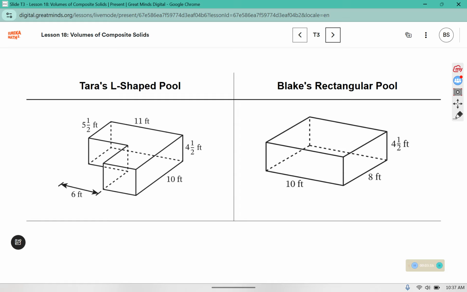They are talking about volumes of the pools because when we're thinking about the amount of water that fills a pool, going inside of a 3D object is volume. They are trying to determine which pool holds more water. Before we begin solving to find out who is correct, I want you to make a prediction about which pool you think would hold more water, or in other words, which pool has a greater volume.